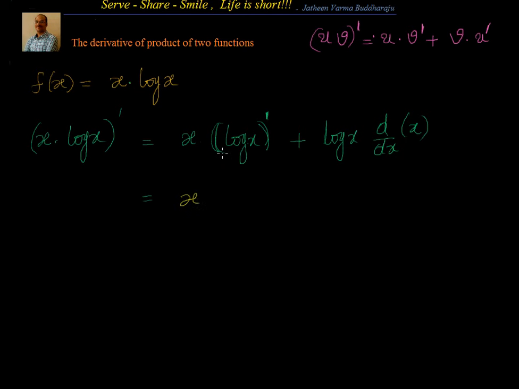X into the differentiation of log of x is 1 by x. We just saw that earlier. Log of x will be as it is. Derivative of x, dx by dx, is 1. So the answer is, x will cancel, you will have 1 plus log x.